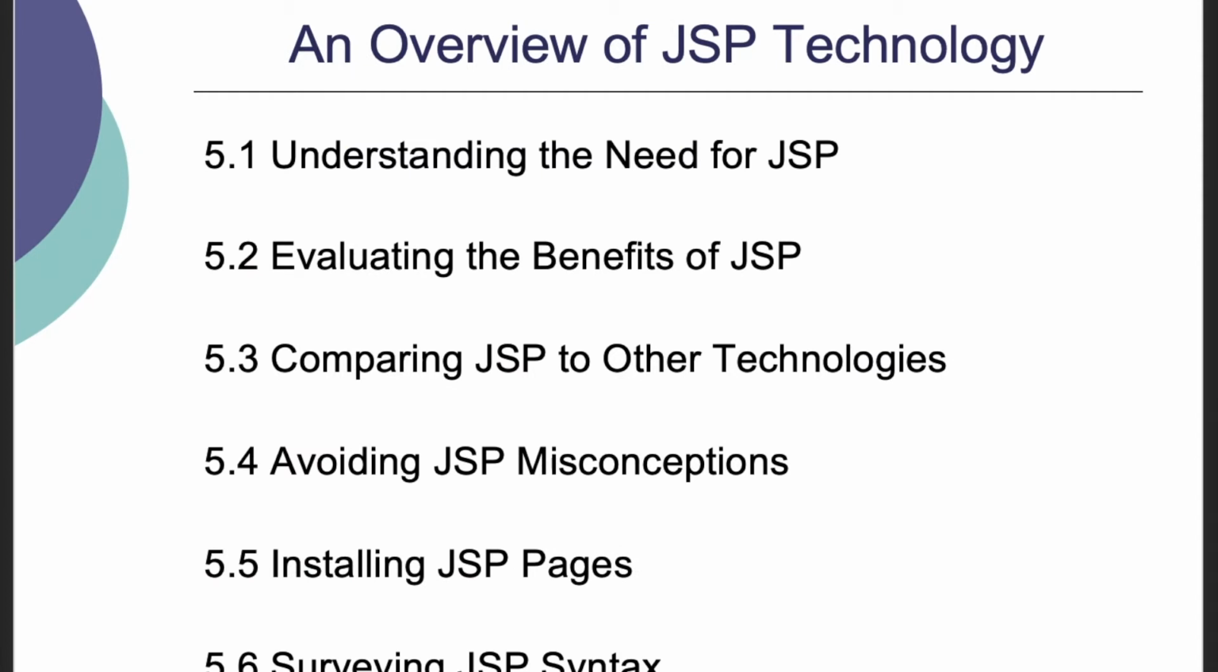Next, we're going to cover chapter number 6, which is the overview of JSP technology. This is the outline of what we're going to cover in this chapter. First, understand the needs of JSP. Second, evaluating the benefit of JSP technology. Third, we need to compare JSP to other technology. Next, what you need to know about the JSP misconception, and where to install the JSP page. And lastly, surveying JSP syntax.